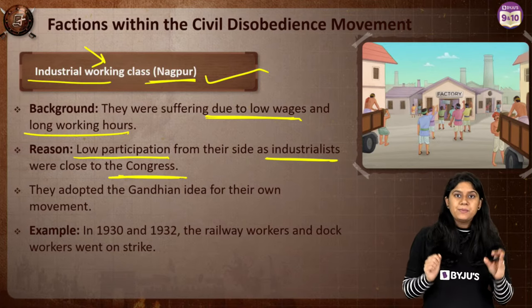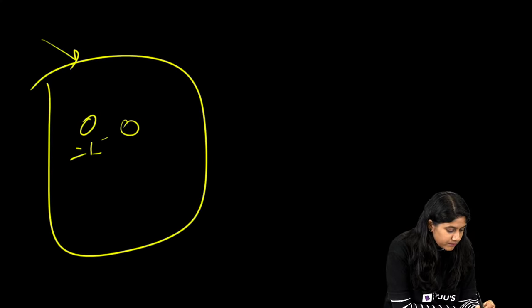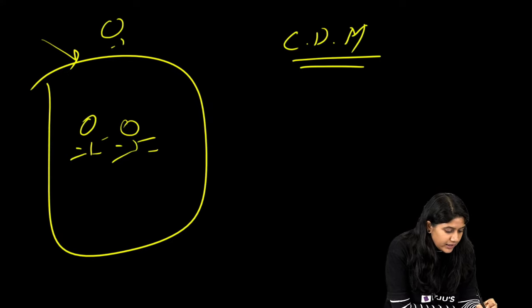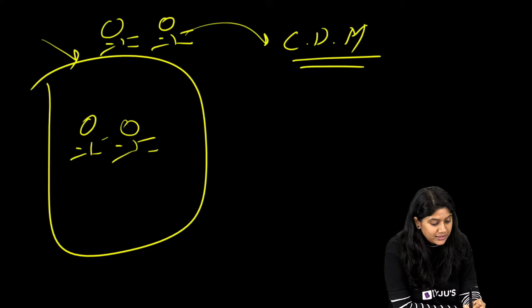So of course, for example, if the workers were working in the industry, right, these are the workers. And this is the CDM, and the heads of this industry were supporting the CDM.